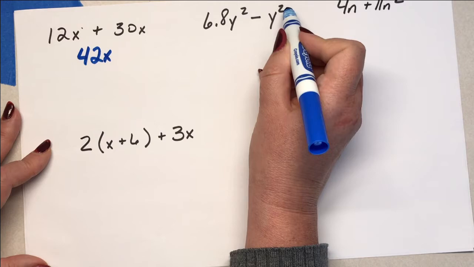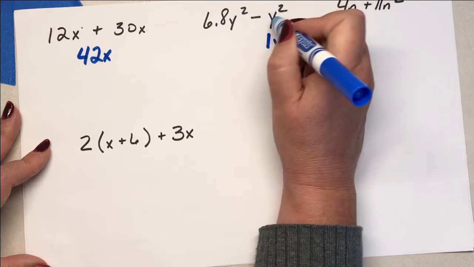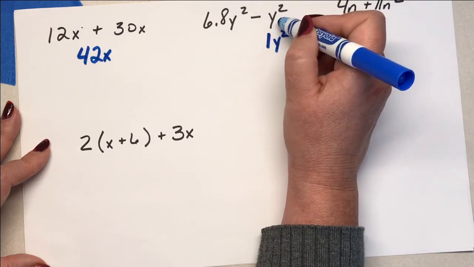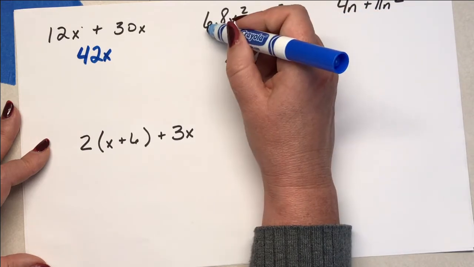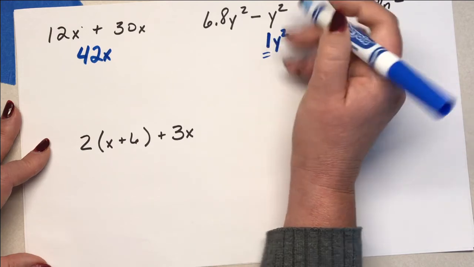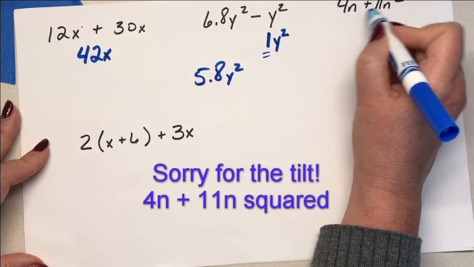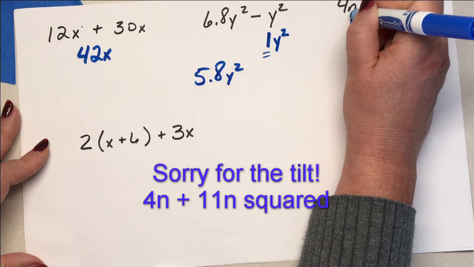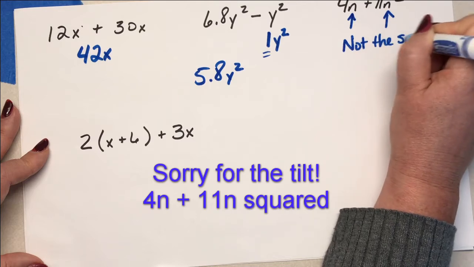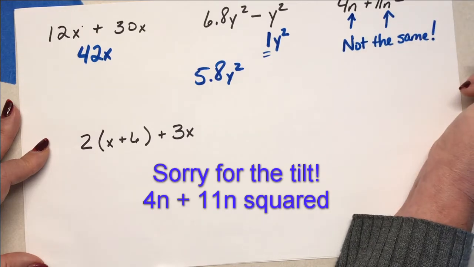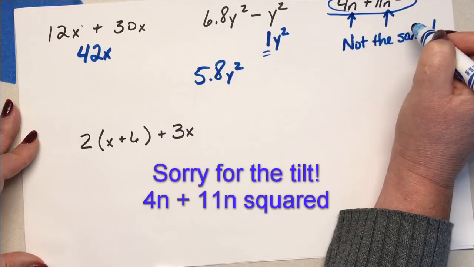6.8y squared minus y squared, this is actually 1y squared. They leave off this 1 because look, there's only 1y squared here. They don't have to tell you how many there are because there's just 1 there. So you're essentially doing 6.8 minus 1, which is 5.8y squared. Here you have 4n plus 11n squared. Please notice that n and n squared are not the same coefficient, which means they cannot be combined, which means this is the answer. This is as simple as this gets.